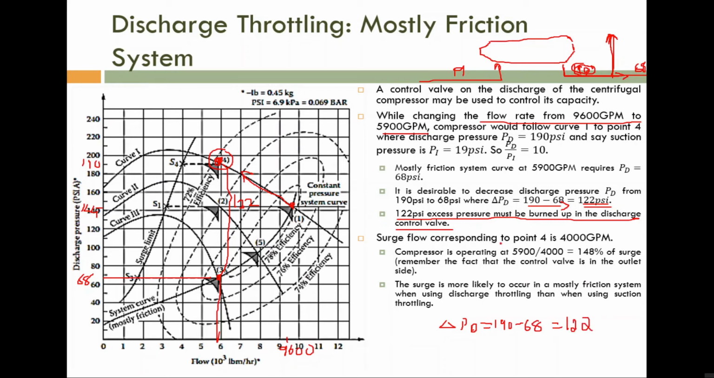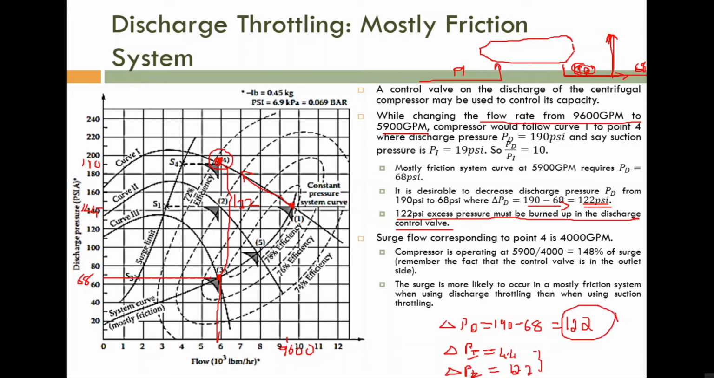122 psi compared to the previous value, compared to the suction throttling for the constant pressure, the delta P is the range of control valve, that is around 4.4. Am I correct? And corresponding to the mostly friction system, if you are throttling this suction line, the delta P is 12.2. So compared to these two values, this value is very, very large.